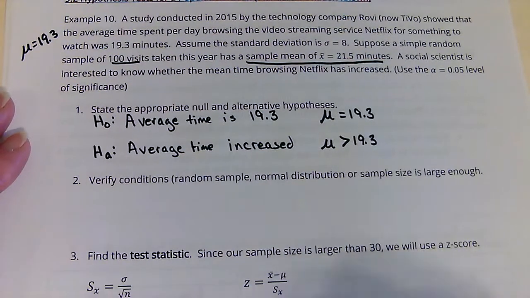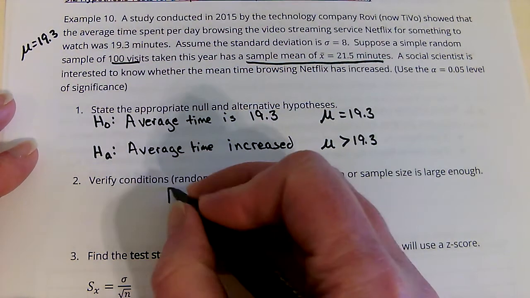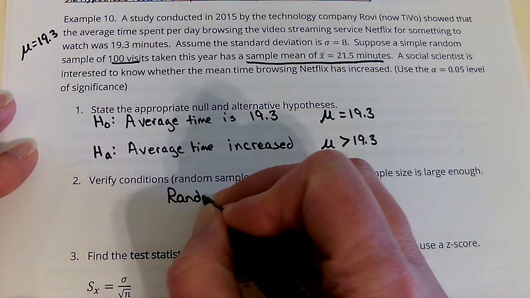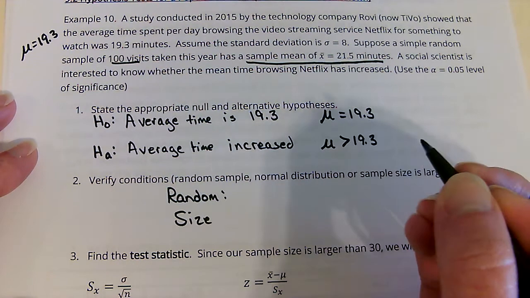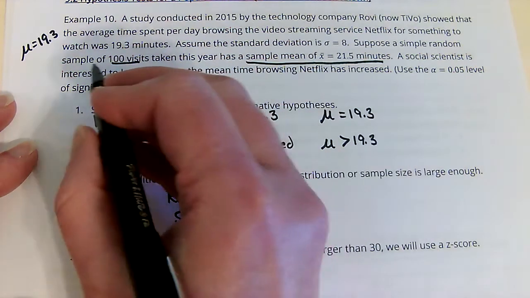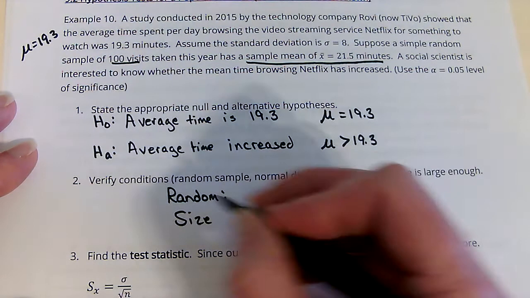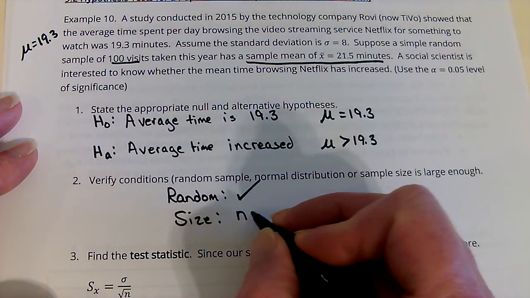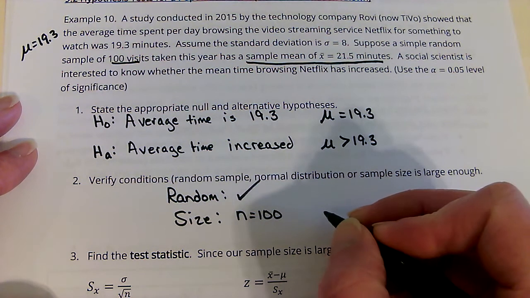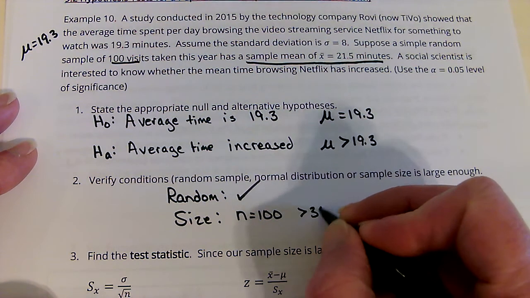Okay. So we need to check our conditions. We need to check to see if it's random, and then we need to check the size. So, is it random? Simple random sample. Yes. Size. Our n is 100, which is greater than 30, so check.